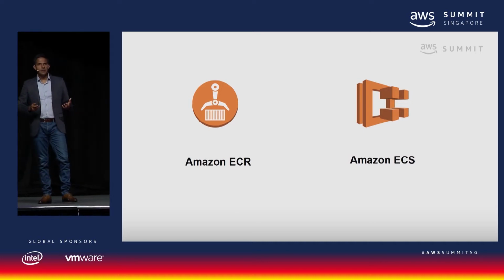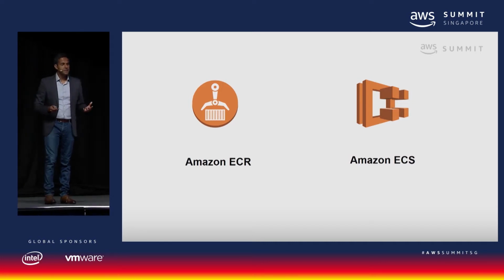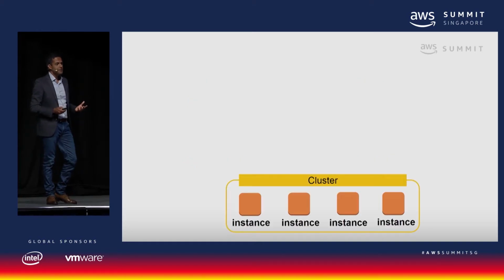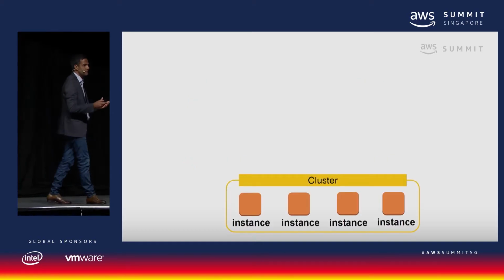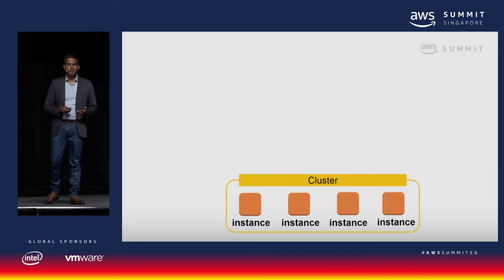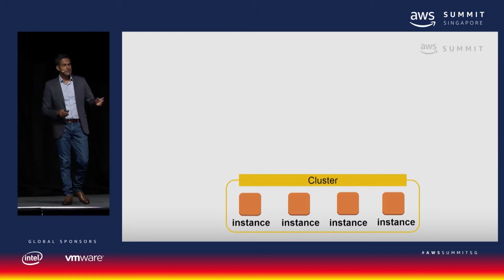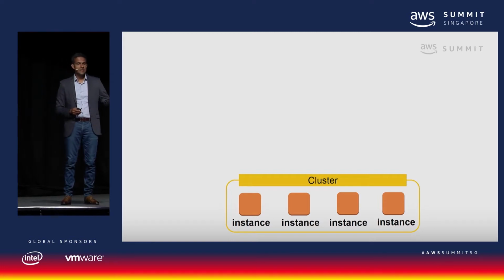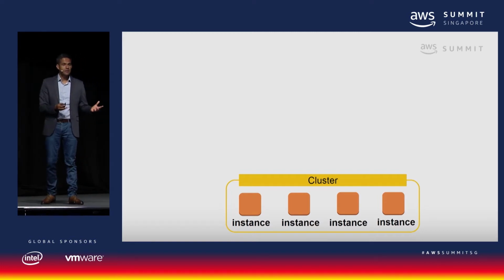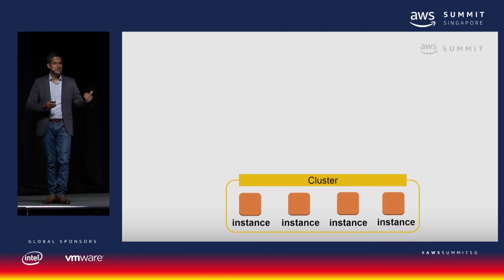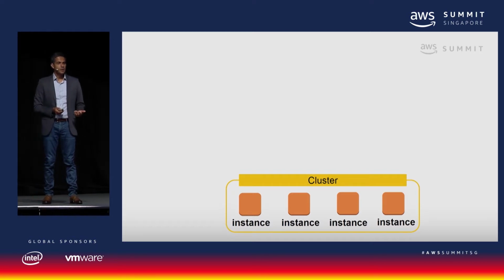How ECS works is that you have this concept called a cluster. A cluster is nothing more than an abstraction over an existing set of EC2 instances. One of these instances may be a SQL Server already running in a Windows environment, or it may be a completely new EC2 instance that you spin up. You can add and remove instances as and when you want.